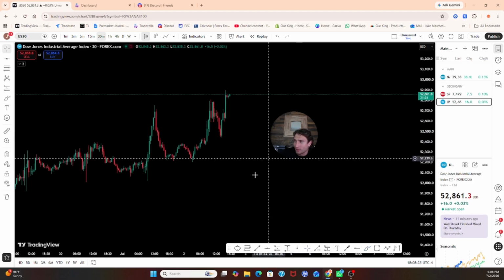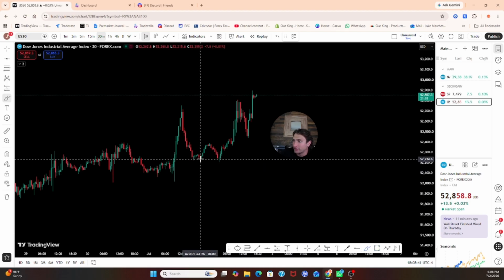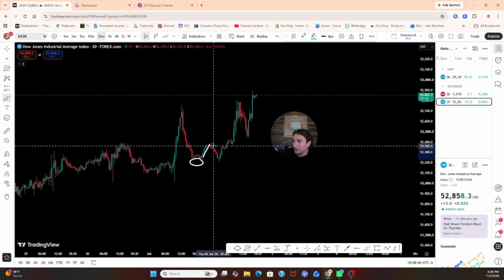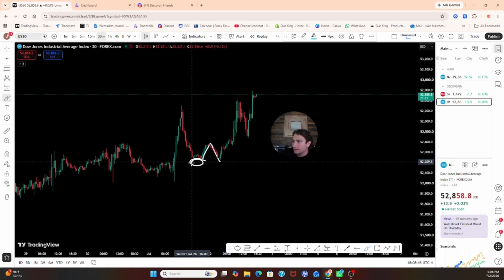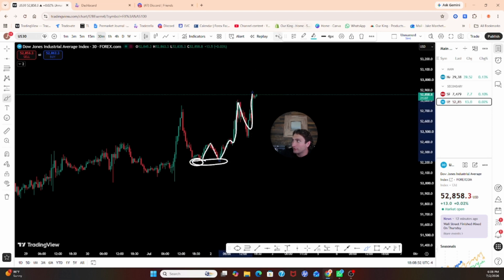So here I am on the Dow Jones, the US 30. If we look at a chart like this, we can see a couple things here. Looking at this specific area, we can see that price has a reaction here where it bottoms out right here and makes a move up. It comes back down to the very same area and now makes an even bigger move up right here.